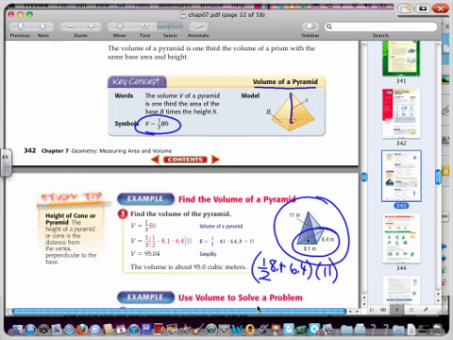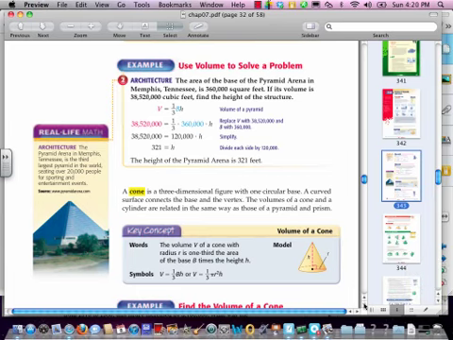So if we multiply all that out, it comes out to be 95.05. So about 95.04. So about 95 cubic meters. So just understand the formula, 1/3. Figure out what the base is. 1/3 times base times height. And go from there.